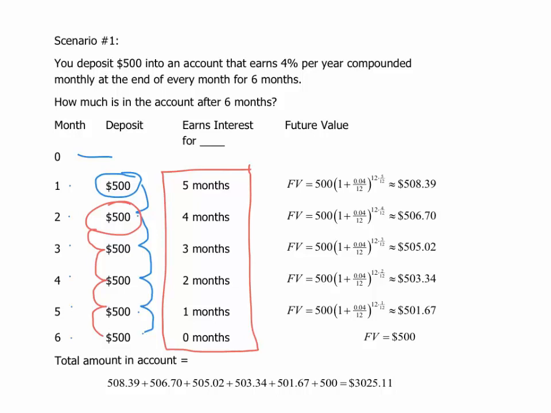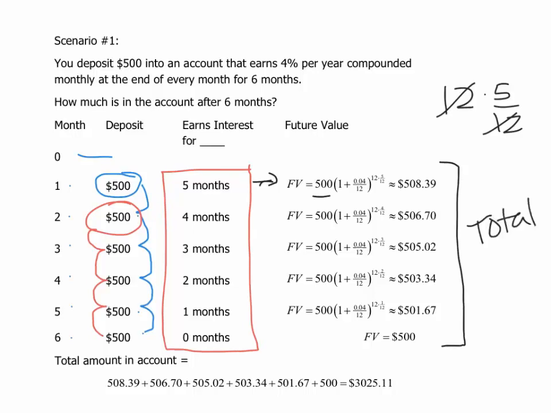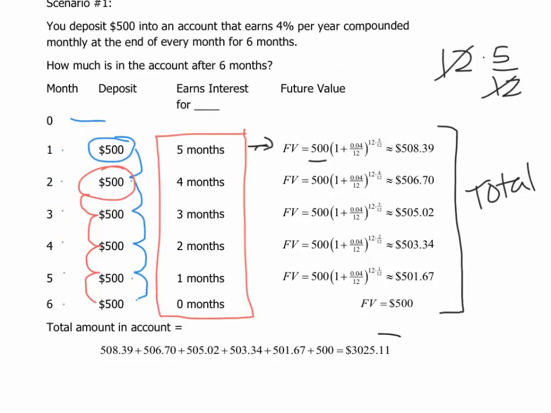Now we can find the future value of each $500 deposit by using our compound interest formula. So we've got 500 times (1 plus 0.04 divided by 12) to the 12 times 5 over 12. Notice this 12 times 5 over 12 just ends up giving us 5. So I found the future value of each $500 deposit. Our total value is going to be the amount in the account, which is the total of all of these $500 deposits.